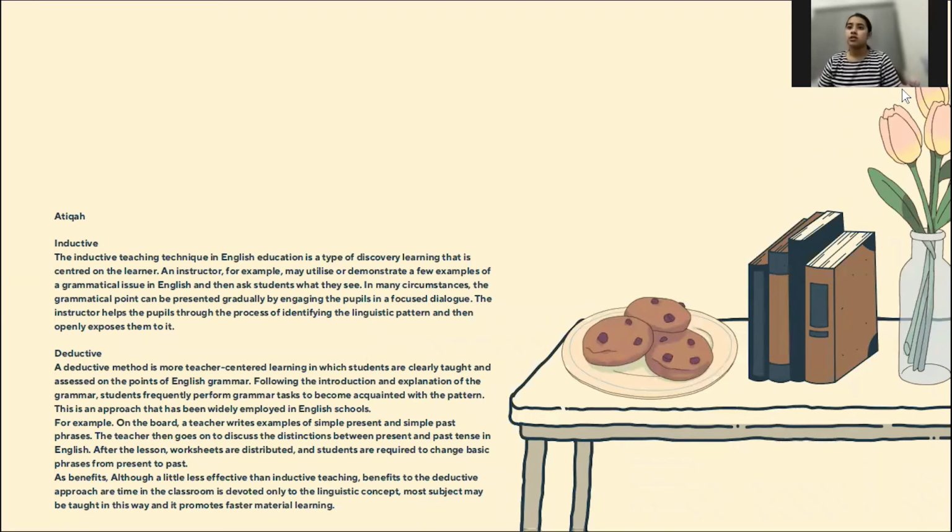A deductive method is more teacher-centered learning in which students are clearly taught and assessed on the point of English grammar. Following the introduction and explanation of the grammar, students frequently perform grammar tasks to become more familiar with the pattern. So this is an approach that has been widely employed in English school.